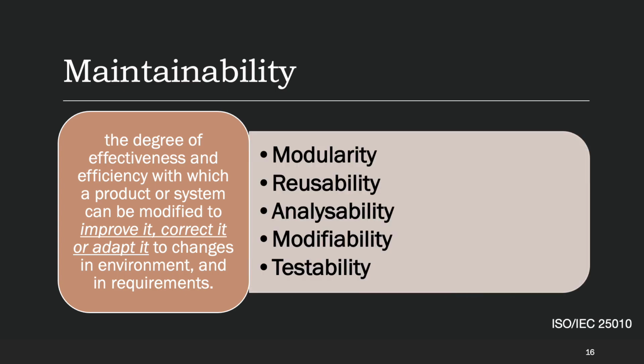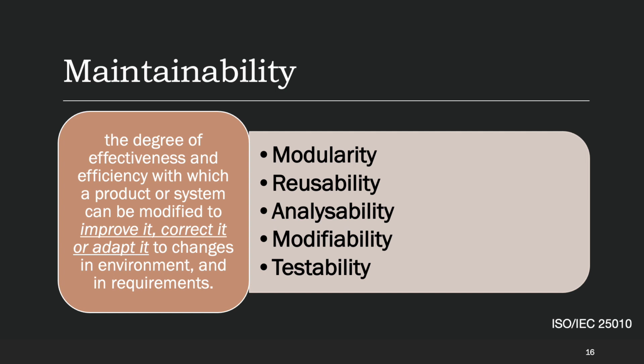Maintainability represents the degree of effectiveness and efficiency with which a system can be modified for improvement, correction, or adaptation to changes in the environment. It's composed of modularity, which is the degree to which a system is composed of discrete components such that a change to one component has a minimal impact on the other components. It's also composed of reusability, which is the degree to which an asset can be used in more than one system or in building other assets.